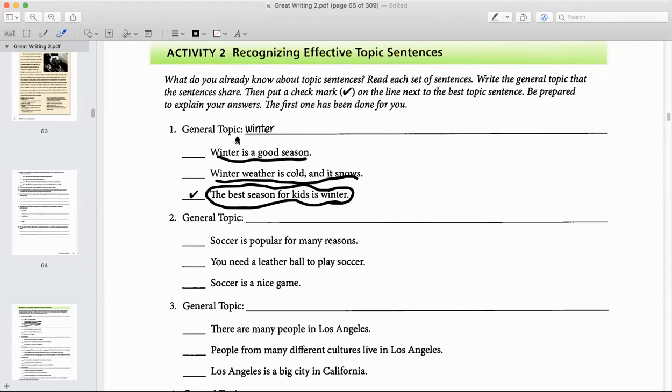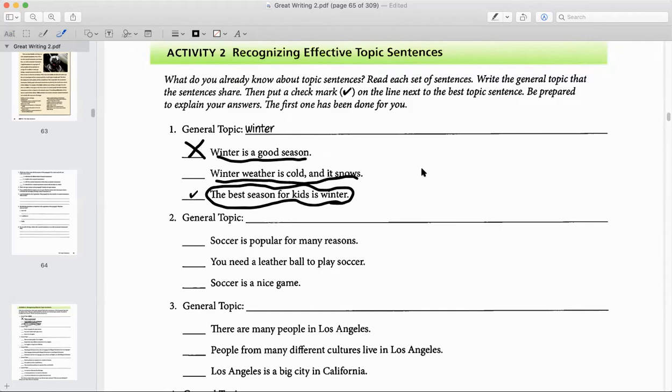So let's look at number 2. We don't like that one, right? Look at number 2 here. Winter weather is cold and it snows. Okay, that's more specific than winter is a good season. But I'm still not liking that one. So what's wrong with that one? Well, it just describes winter. There's really not much else to say.